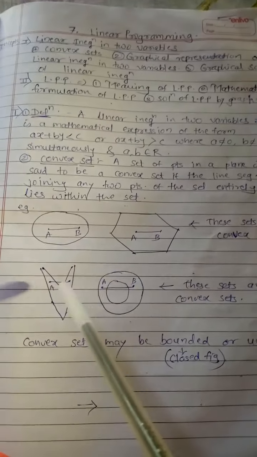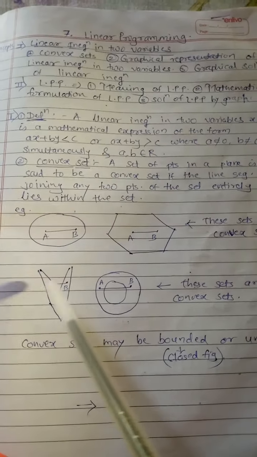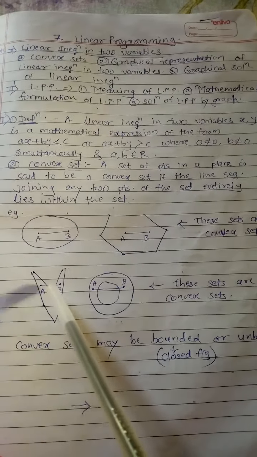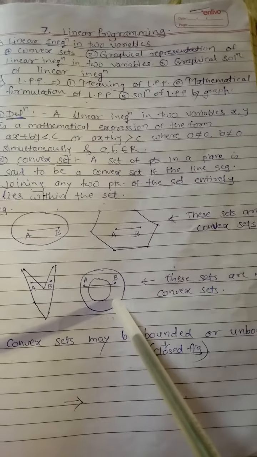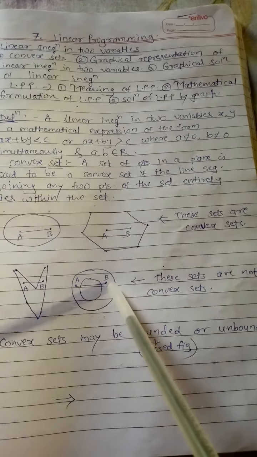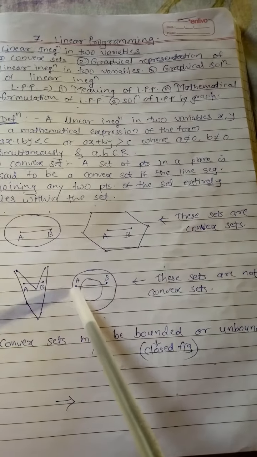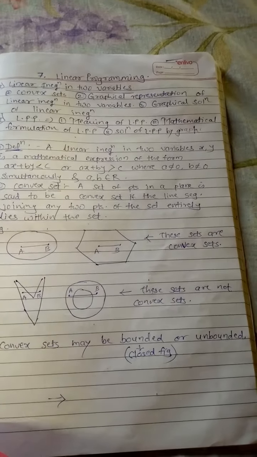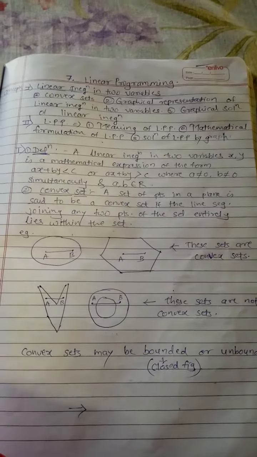Now see these two figures. In this figure, the segment joining A and B, all points on the segment AB do not completely lie in this figure. Similarly here also, A and B, you can see all points on AB do not completely lie in this figure, so these sets are not convex sets. Convex sets may be bounded or unbounded. Bounded means a closed figure, and unbounded means the figure is not closed.